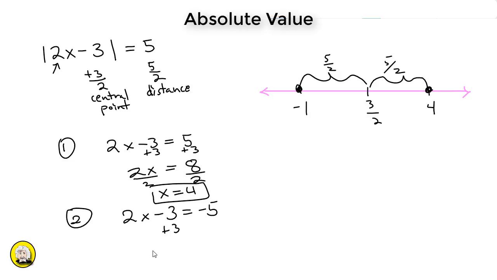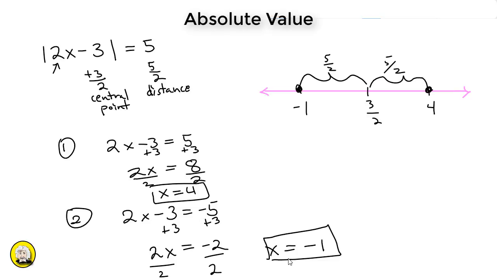Again, add 3 to both sides. 2x plus 0 equals minus 5 plus 3, which works out to minus 2. Divide by 2 on both sides, and we get x equals -1. So again, our interpretation was correct. Around the central point of 3 halves in this instance, dividing by that coefficient of x, or a distance of 5 halves in either direction.